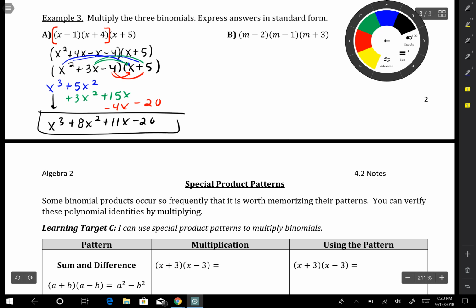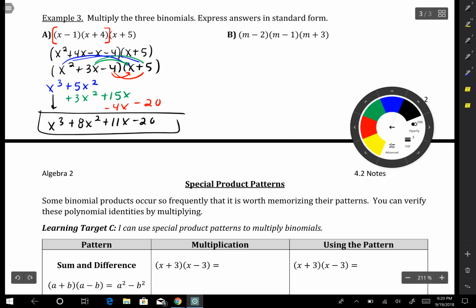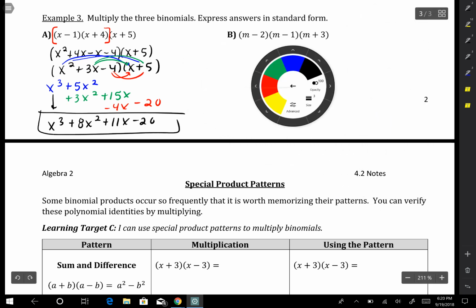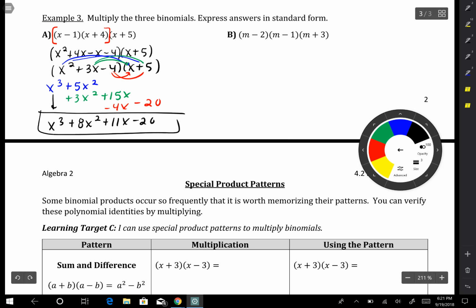Okay, our last one. M minus 2 times m minus 1 times m plus 3. So we start with our first two and distribute. So m times m is m squared, m times negative 1, negative m, negative 2 times m, negative 2m, and negative 2 times the negative 1 is a positive 2. Still being multiplied times m plus 3, but I'm going to combine my m terms here. M squared minus 3m plus 2 times m plus 3.